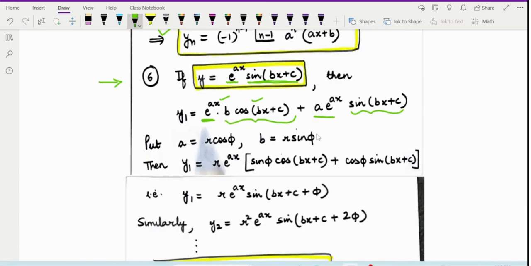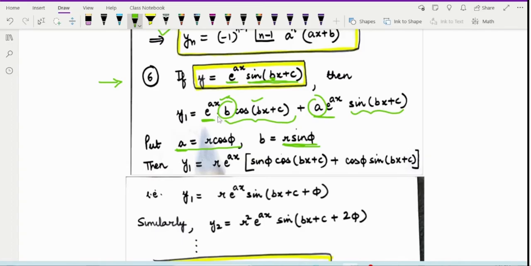polar coordinates here. We introduce r and phi in such a manner that whatever is coming in the exponential power, a, the constant, let's call it r cos phi. And whatever is coming inside sine, the constant b, let's call it r sin phi. If a is r cos phi and b is r sin phi, you substitute here. What do you get? y1 is r, I'm just substituting. R goes out, b is r sin phi. So you are replacing this by r sin phi and this by r cos phi.